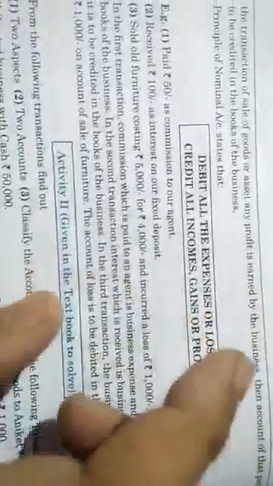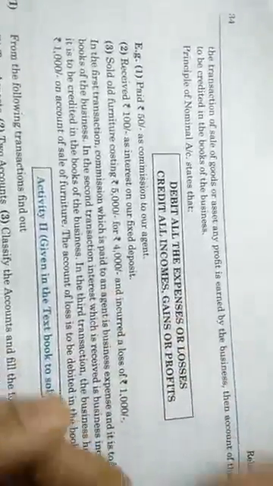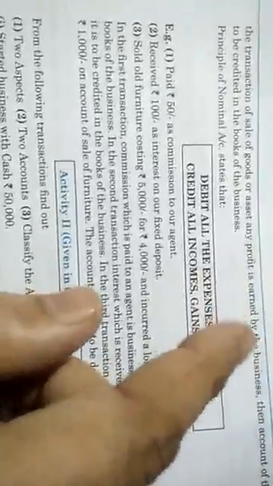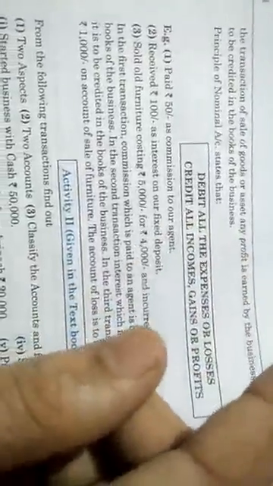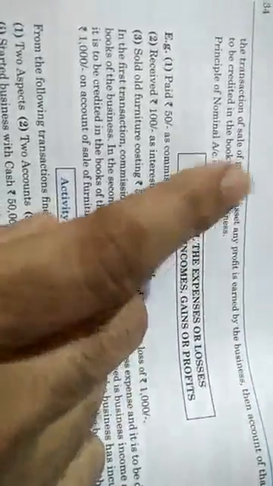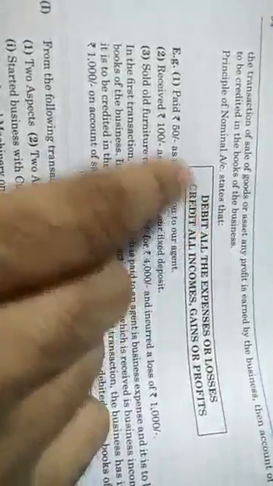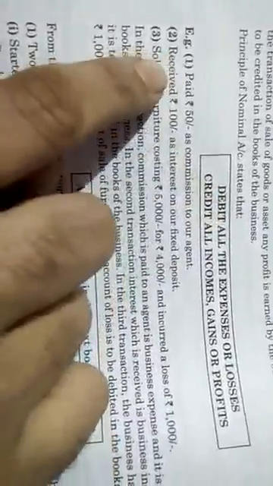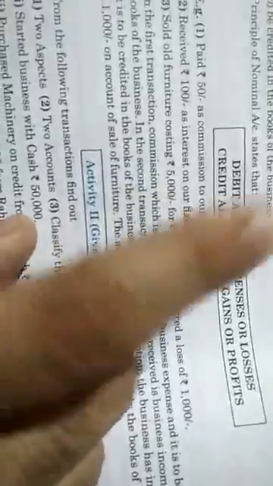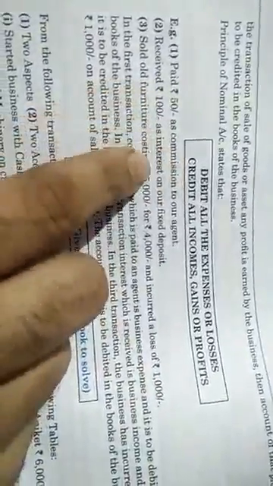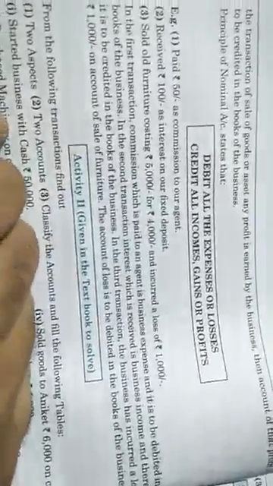So whatever expense is incurred or loss occurs to the business, that particular account will be debited. So debit all expenses or losses, credit all income and gain. For example, if salary is paid from the business to a person, that amount will be debited as an expense. Example: paid rupees 50 as commission to our agent. Commission is an expense for the business, so the commission account will be debited. If we receive 500 as interest on a fixed deposit (FD), then it is an income for the business, so in that entry the interest account will be credited as it is an income for the business.